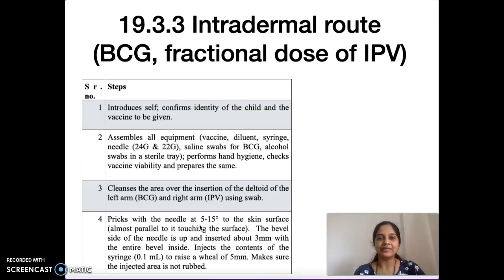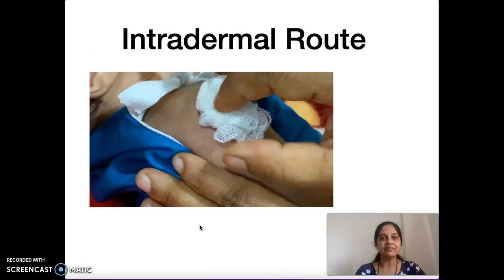The needle is held at 5 to 15 degrees to the skin surface, almost parallel as to touching the surface. The bevel side of the needle is faced up and inserted about 3 mm with the entire bevel inside. The injection contents are injected in the intradermal plane. So once the vaccine is introduced, there is a wheal formation that marks the correct administration of the intradermal route.